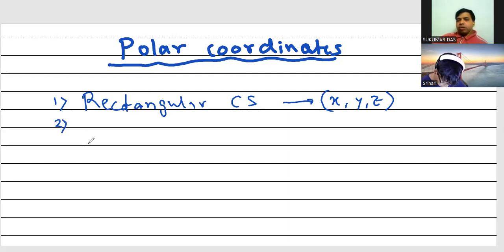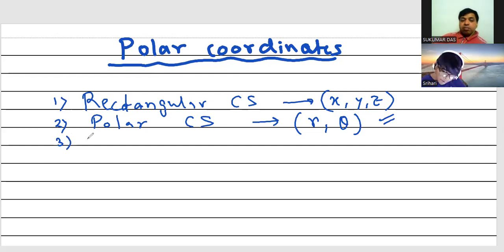Then another coordinate system, another reference system, is polar. So we will write polar coordinate system. In the polar coordinate system, we have two variables, just like in the previous one we had three variables. In the polar coordinate system, we have two parameters. One is r and another is theta. We will discuss more about it.